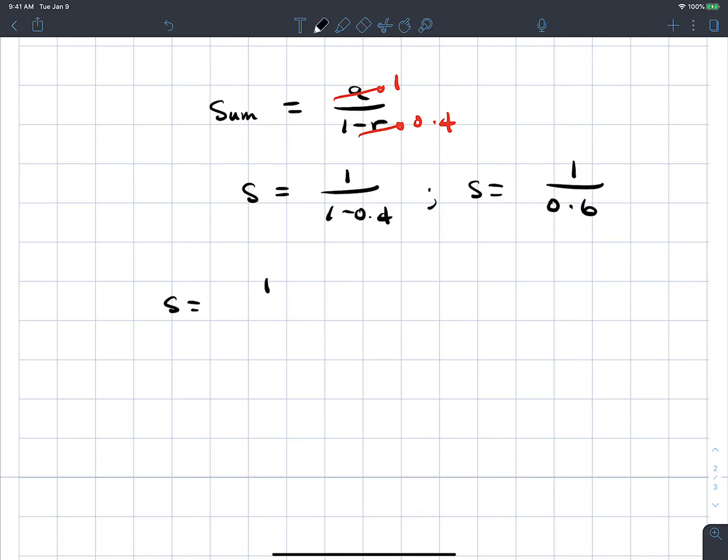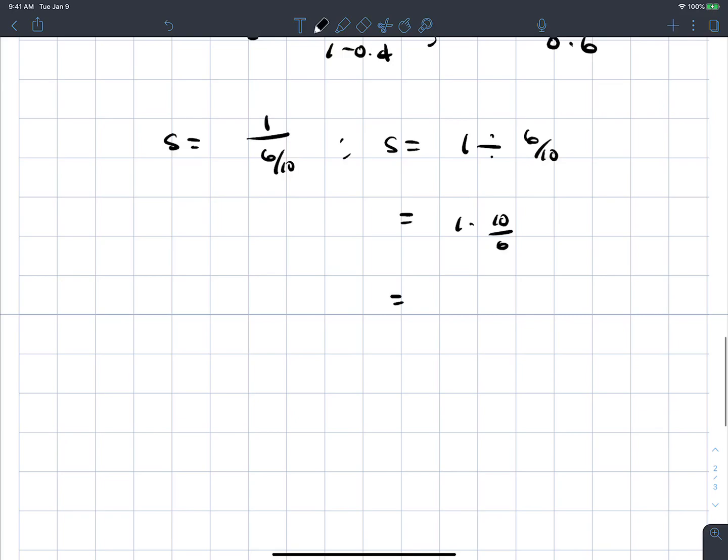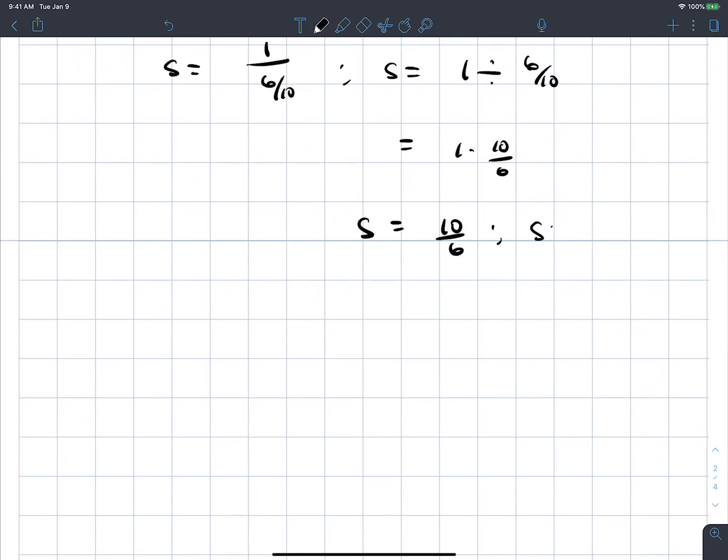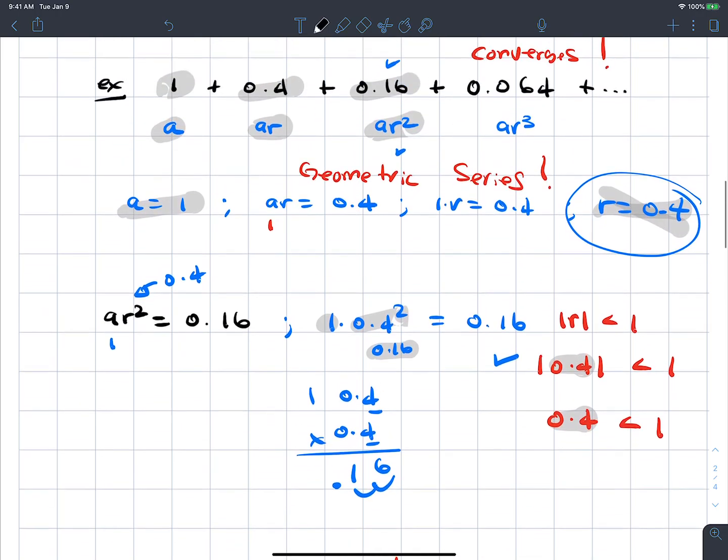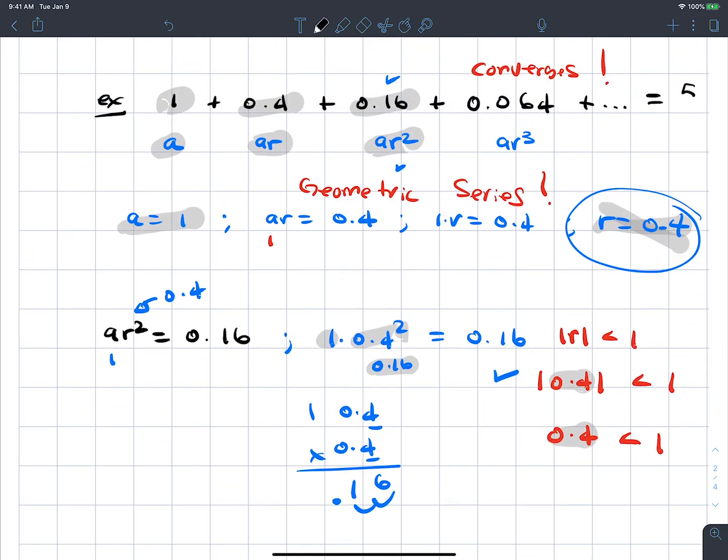Let's say this is 1 over 6/10. And of course, you know this is 1 divided by 6/10. Finally, this is 1 times 10 over 6 because we multiply by the reciprocal. And then 10/6 is my sum. Does that have to be reduced? Sure. The sum is 5/3. So it's 5 over 3. So ladies and gentlemen, this infinite sum, which is geometric, adds up to 5/3. And there you go.